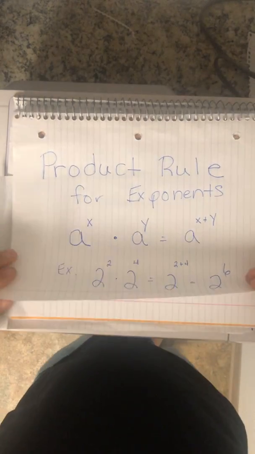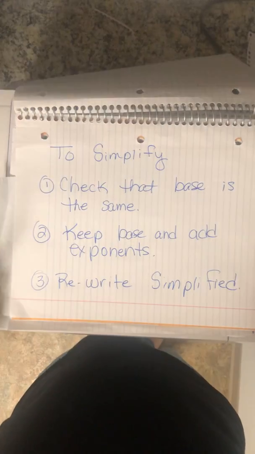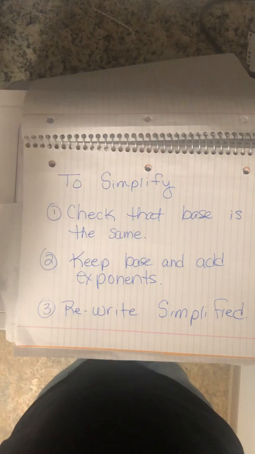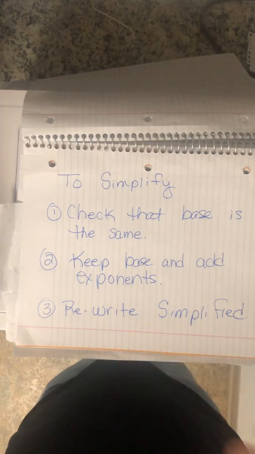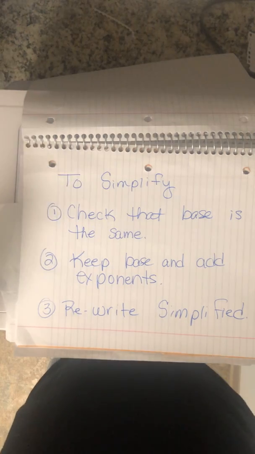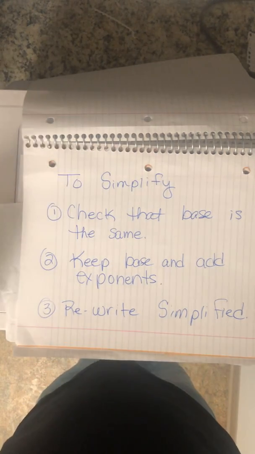I'm going to talk about the steps to do this when I do a couple of examples. Steps to simplify. We're not evaluating here. I want you to be able to simplify this first. Evaluating would just be putting things in the calculator to get a final answer. Right now we're just trying to simplify.